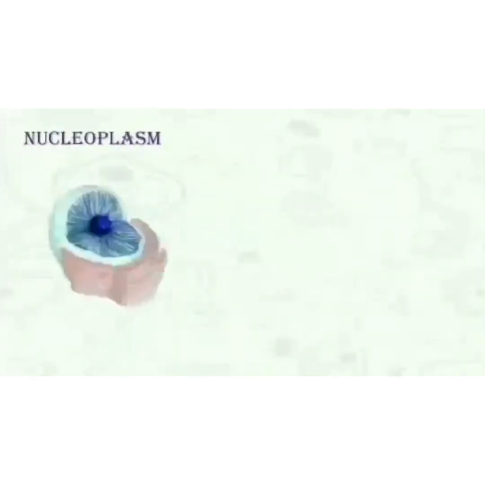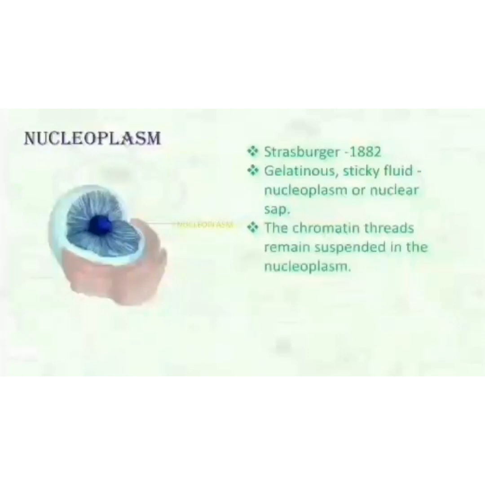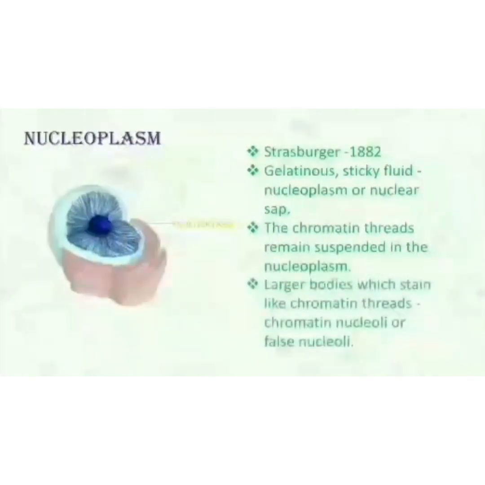Nucleoplasm. The term nucleoplasm was coined by Strasburger in 1882. The nucleus is filled with a gelatinous sticky fluid known as the nucleoplasm or nucleus sap. The chromatin threads remain suspended in the nucleoplasm. In addition, there may be larger bodies which stain like chromatin threads, and hence they are known as chromatin nucleoli or false nucleoli.